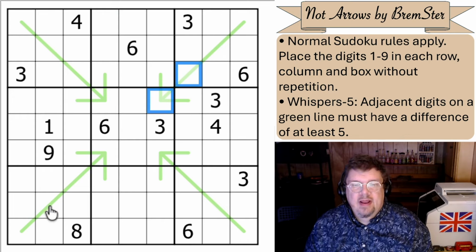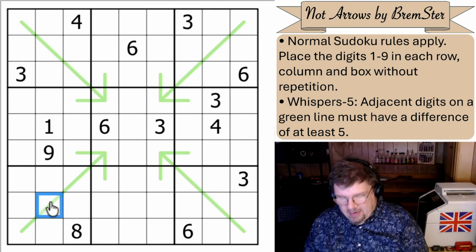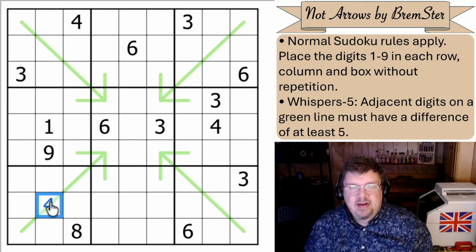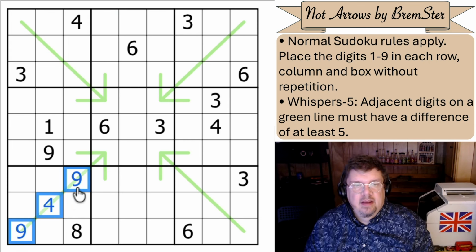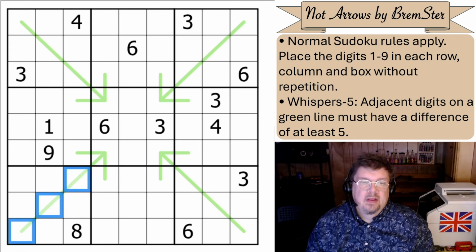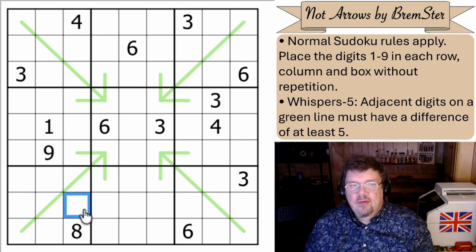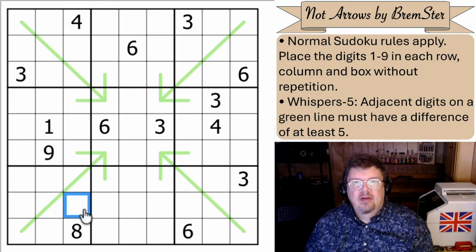Next, 4 and 6 are difficult to place. If that were a 4, the only digit that can go next to a 4 on a line, the only one that's at least 5 away from it, is 9. So that would have to be 9, and that would have to be 9. Likewise with 6 and 1. So I can't place a 4 if either side of it on the line, the digits would see each other in Sudoku terms. So that's our secrets of the Whisper 5 lines.